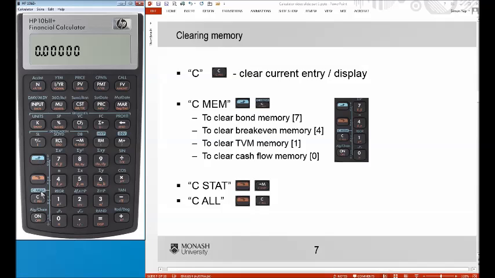CMem 4 clears the break-even memory, and the message of break-even cleared will flash. CMem 1 clears the time value of money memory, and CMem 0 clears the cash flow memory, and their corresponding message will flash up on screen after the memory has been cleared.